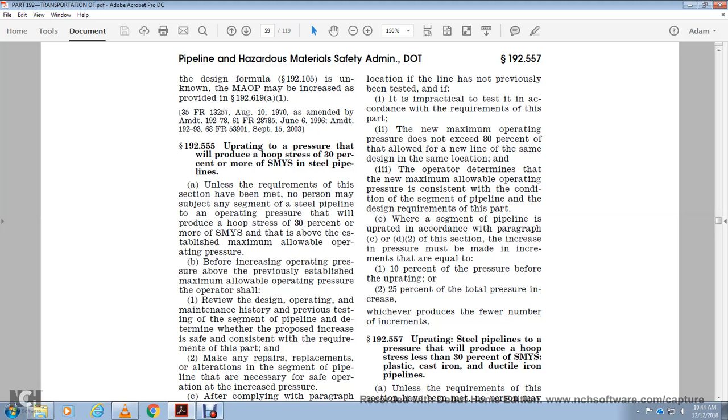When a segment of the pipeline is operated according to paragraph C of this section, the increase of pressure must be made in increments equal to 10 percent of the pressure of the operating pressure or 25 percent of the total pressure increase, whichever produces the fewer number of increments.